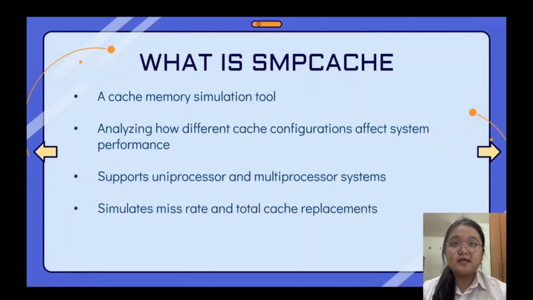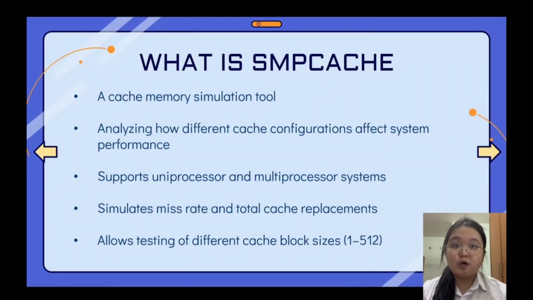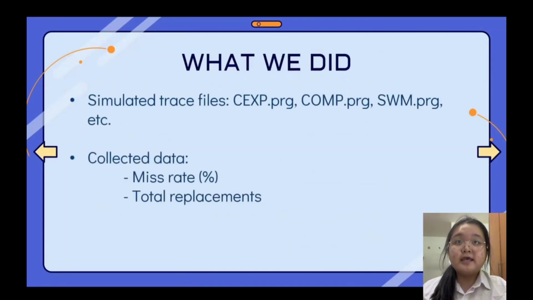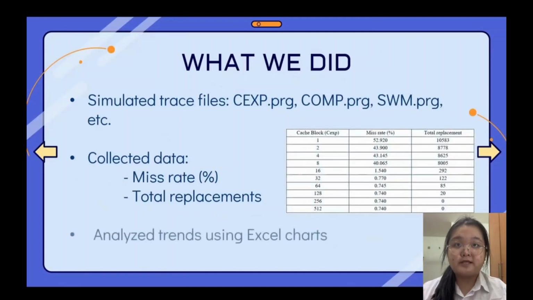We use it to simulate miss rate and total cache replacement across different cache block sizes, ranging from 1 to 512. In our project, we test several trace files, including cexp.prg, comp.prg, swm.prg, and so on. For each file, we run simulations with varying block size and collect 2 main data points, the miss rate and the total number of replacements. Then, we use Excel to visualize and analyze the trends.